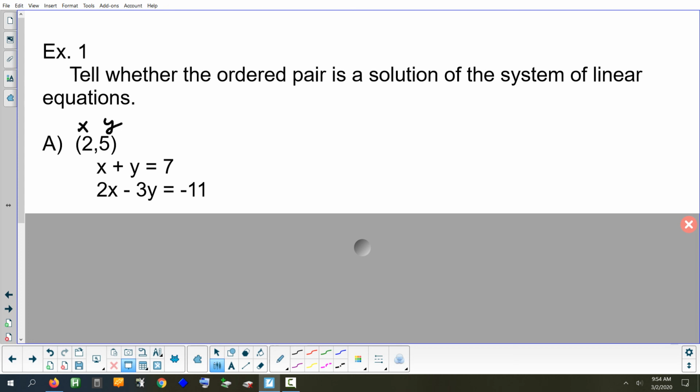If they wanted, they could have written the answer like this. You guys can do this on the test. X is 2, y is 5. You don't have to do both. Okay, it's the same thing. Okay, just do one or the other.